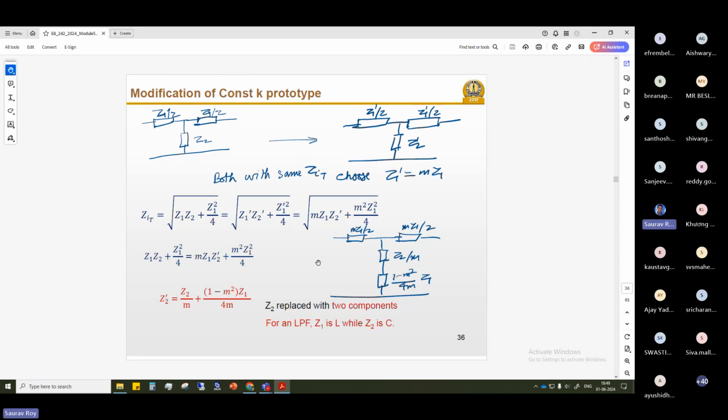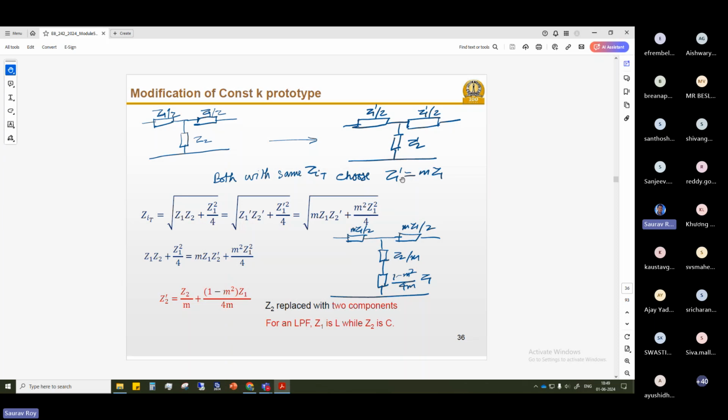Now we'll see what this is and how it helps. Just by adding a simple extra component, it can give you a drastic change. That is where you should always understand the theory. See, the previous generalized theory was Z1 by 2 and Z2, right? Let's say we want to change these to Z1 prime and Z2 prime, but we want to keep the ZIT, or image impedance, the same.